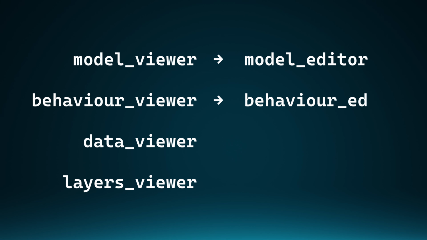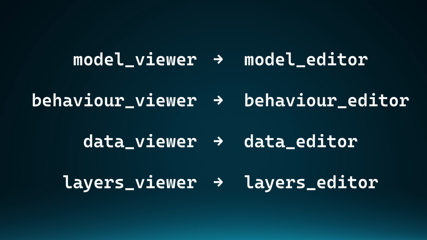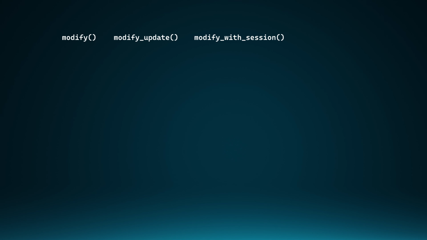We have seen that the scene object offers various viewer methods for reading scene data. Each of these methods has a corresponding editor method. For instance, the data viewer has a data editor counterpart. Generally, we can access these editors through the various modify methods provided by the scene object. Modify methods are the primary tool for making changes to Cascadeur scenes. There are four such methods: modify, modify update, modify with session, and modify update with session.